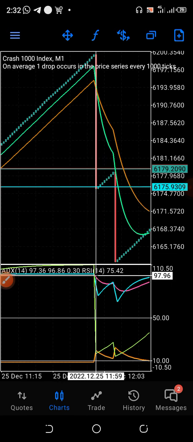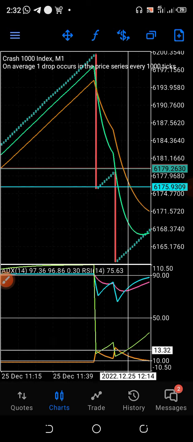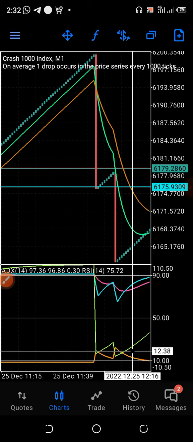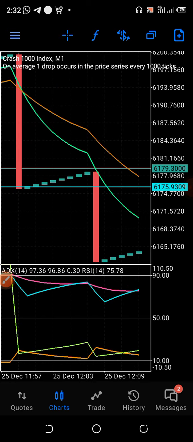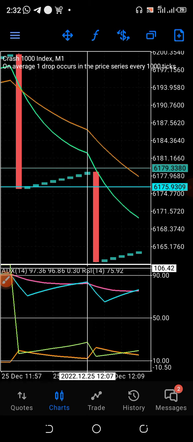When you will know that the spike will not come again is if this green line gets to this 10 and crosses over to this place. Look at it.